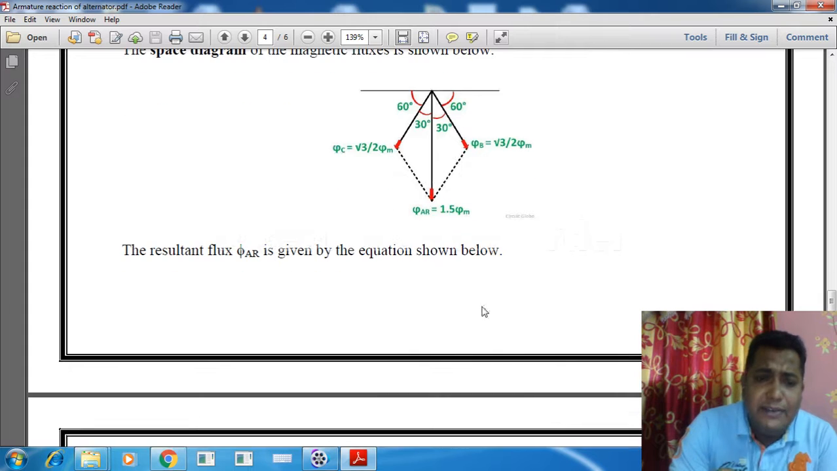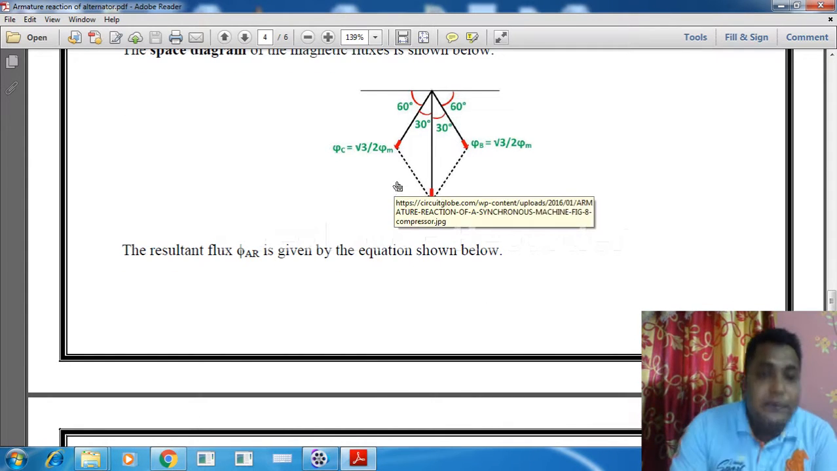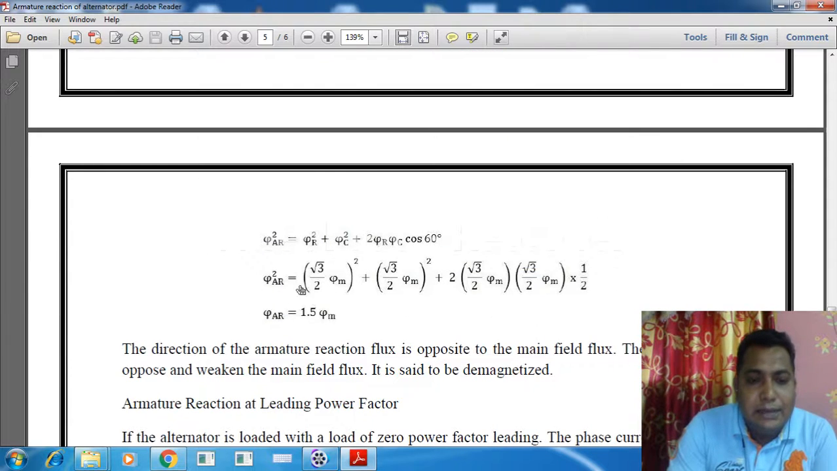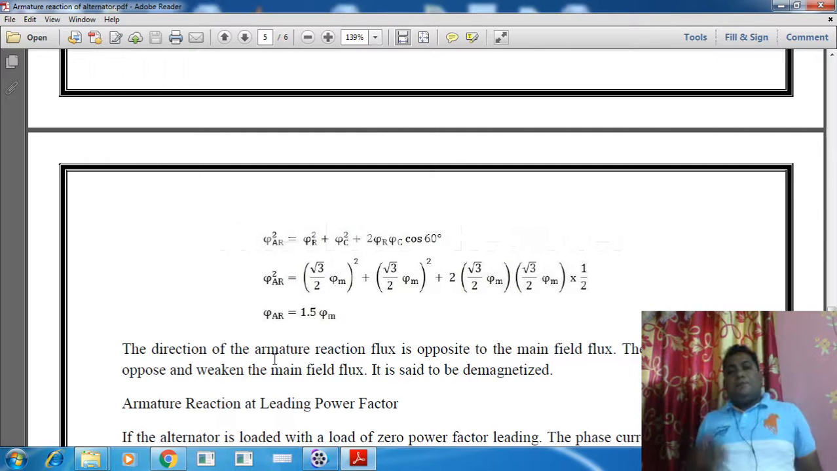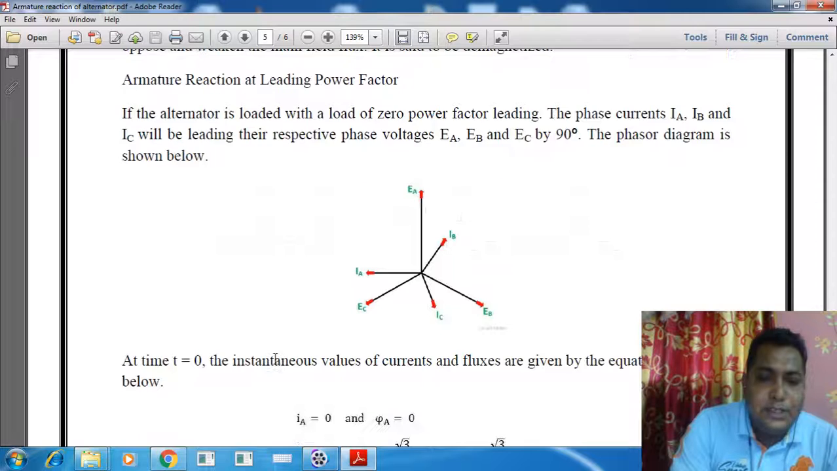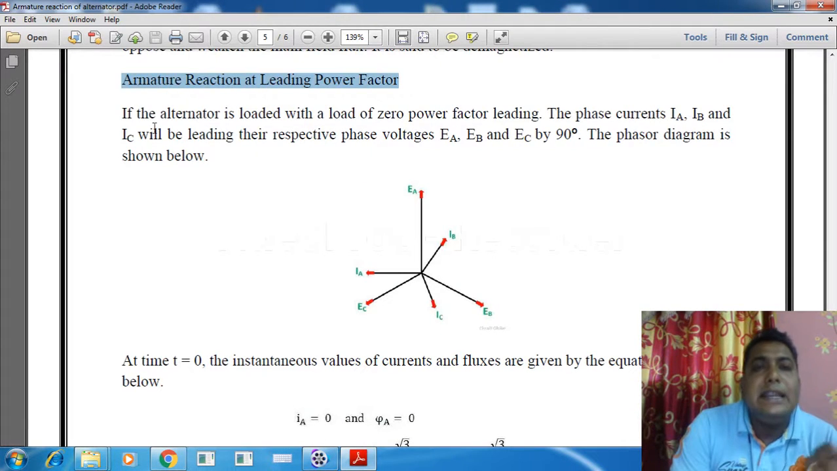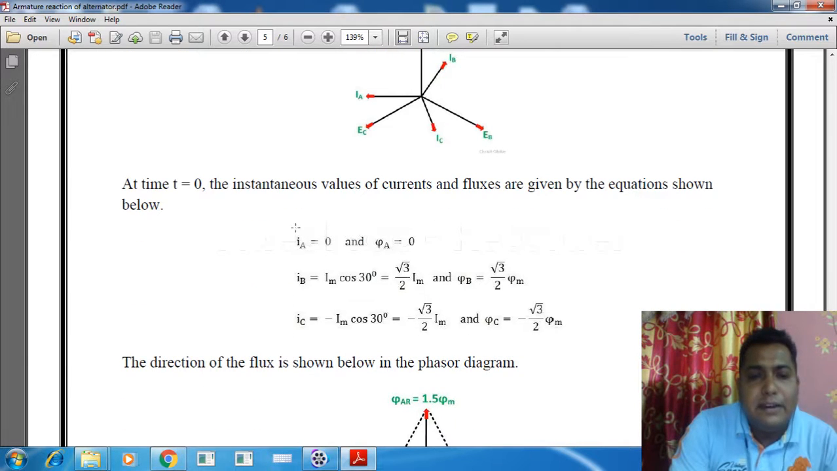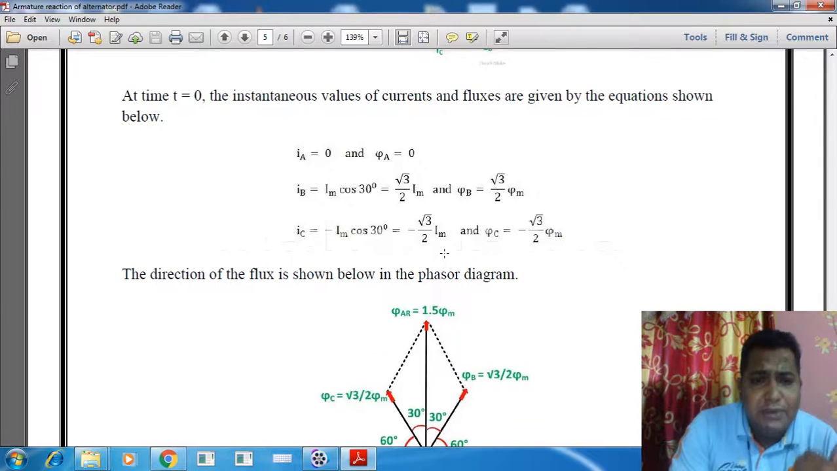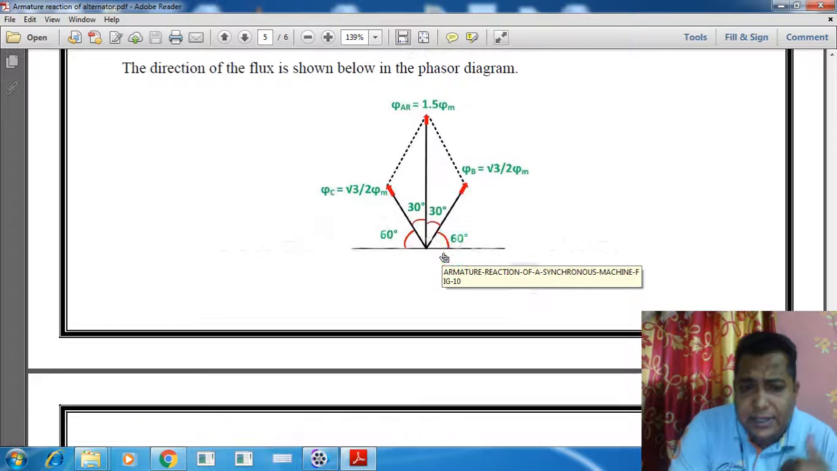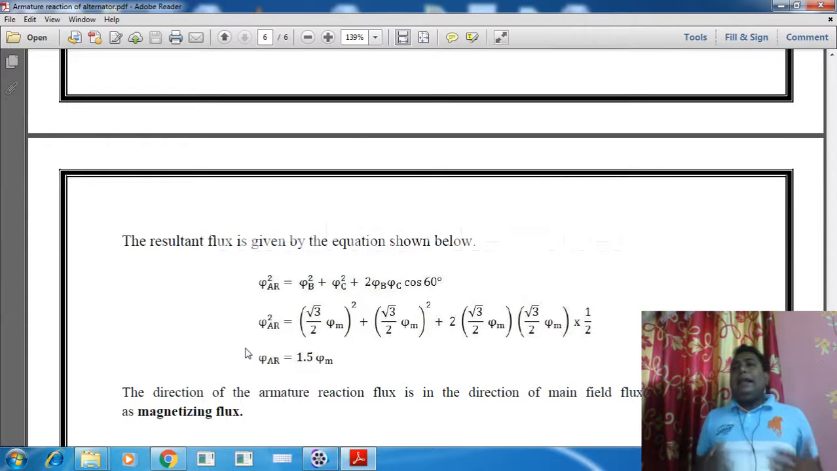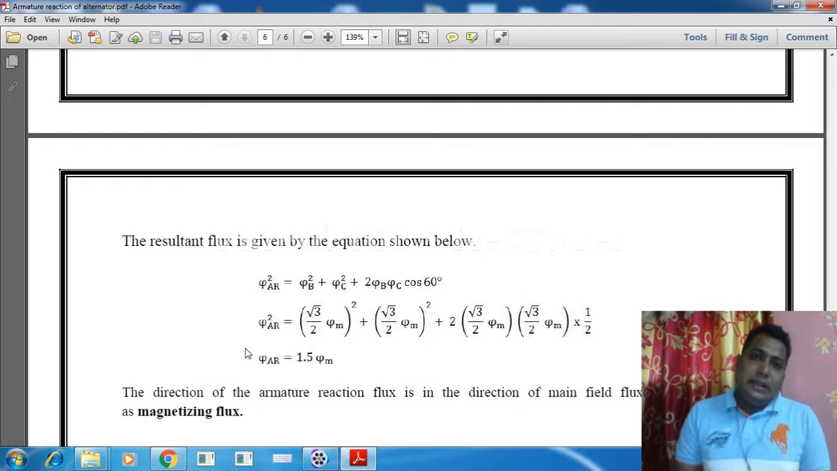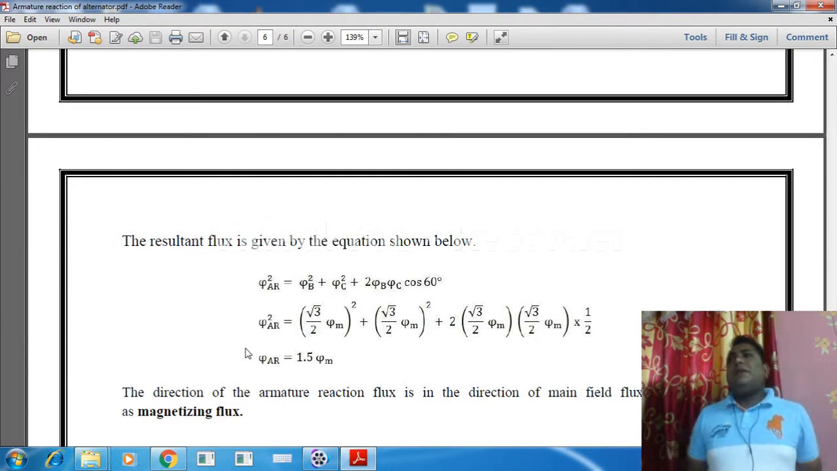And if we draw the resultant over here, so what is phi a? Again it is coming 1.5 phi m. Now similarly, if we do the same thing in case of armature reaction at leading power factor, if we resolve the phasors and find out the values, we can see the same values. So my point is that due to the armature reaction and main field flux reaction, the flux always remains constant in the machine, that is 1.5 times of the maximum flux.